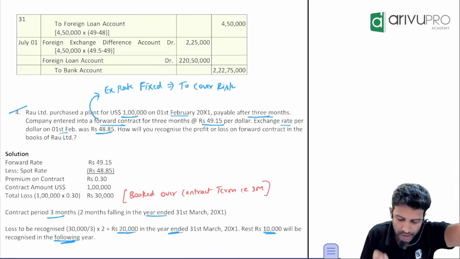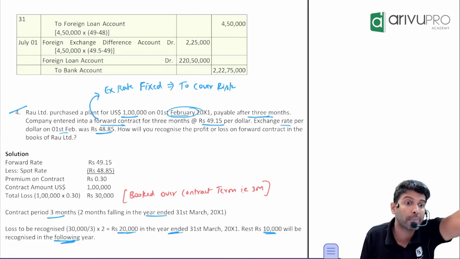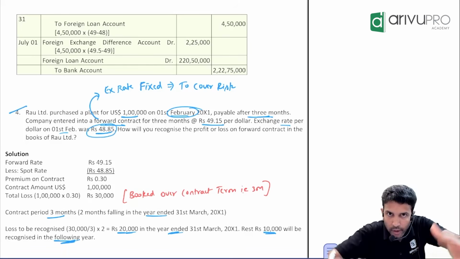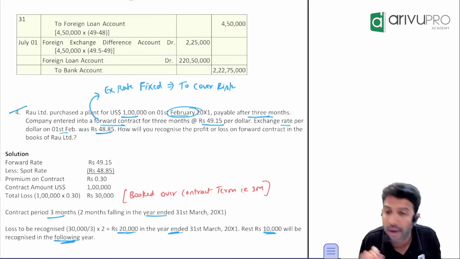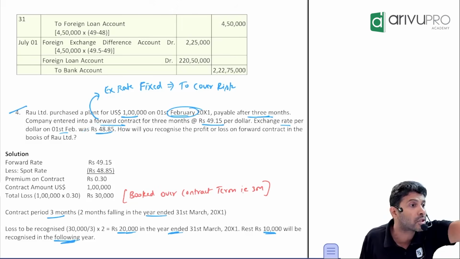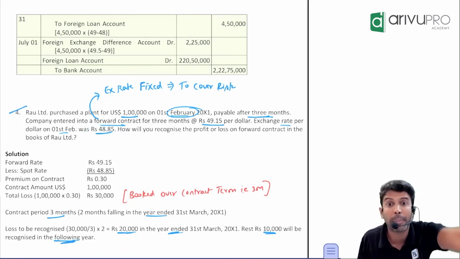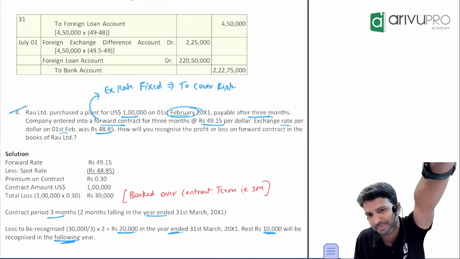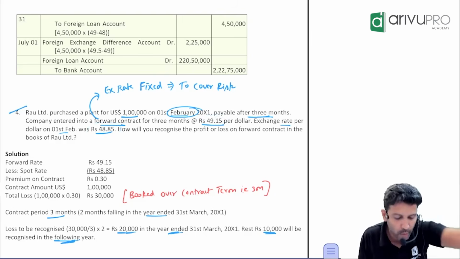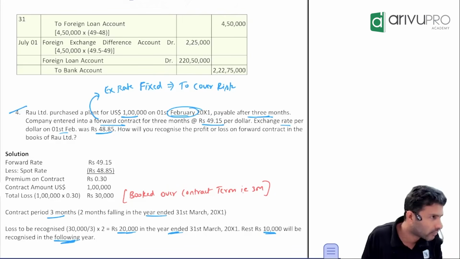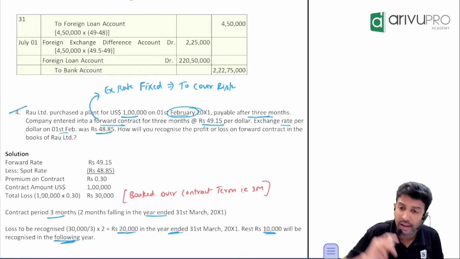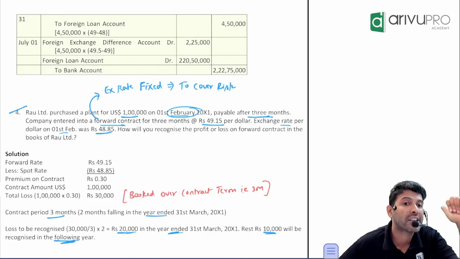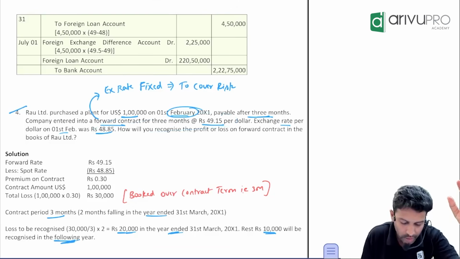Agreed? Now check. On 1st February, from the market, if you purchase $1, how much will it cost? To purchase $1, how many Gandhi notes do I have to give away? 48.85, which is 48 rupees 85 paisa. But the bank is telling me to purchase $1, I have to give 49 rupees 15 paisa. From the market, I would have purchased for 48 rupees 85 paisa, but the bank is charging 49 rupees 15 paisa for $1. That means how much extra is the bank charging? What is the difference between these two?